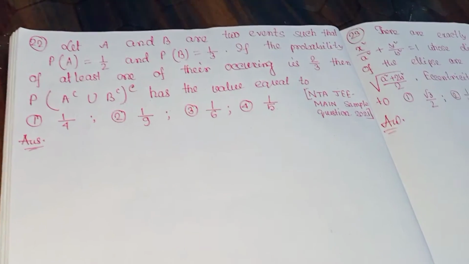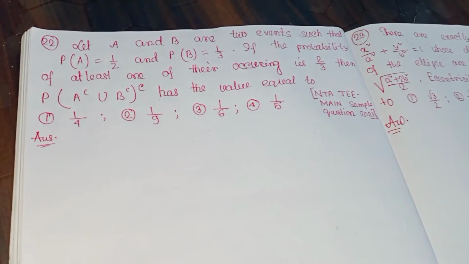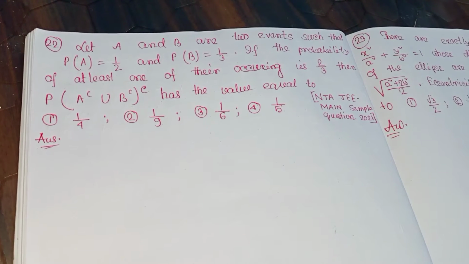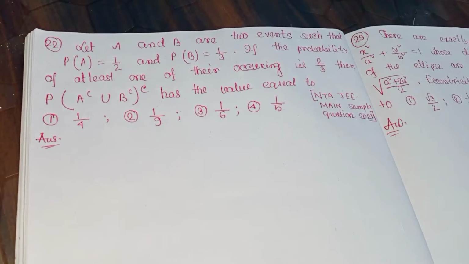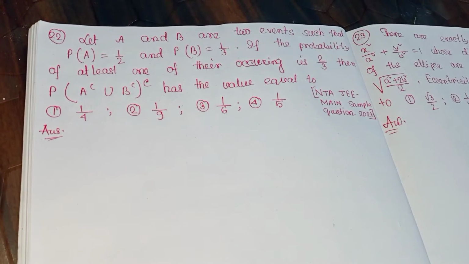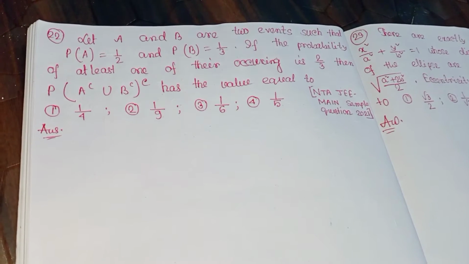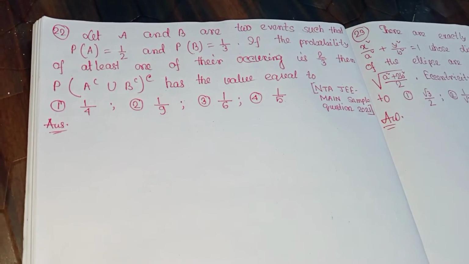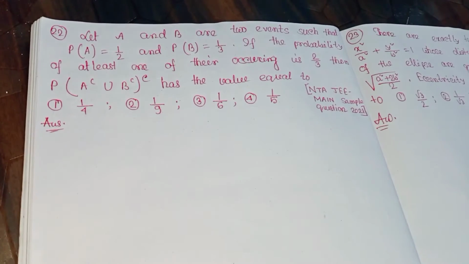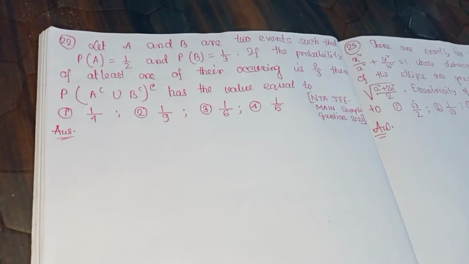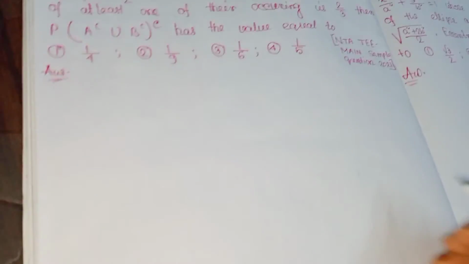Today we solve NTA JEE Main Sample Question 2021, question number 22. Let A, B be two events such that P(A) is equal to 1/2 and P(B) is equal to 1/3. If the probability of at least one of them occurring is 2/3, then P((A complement union B complement) whole complement) has the value. Four options are given. This is a question in the house of probability.